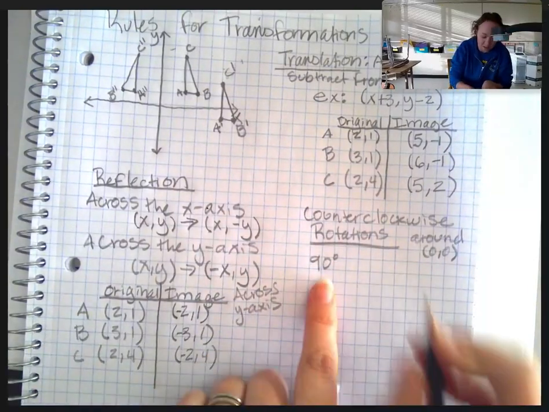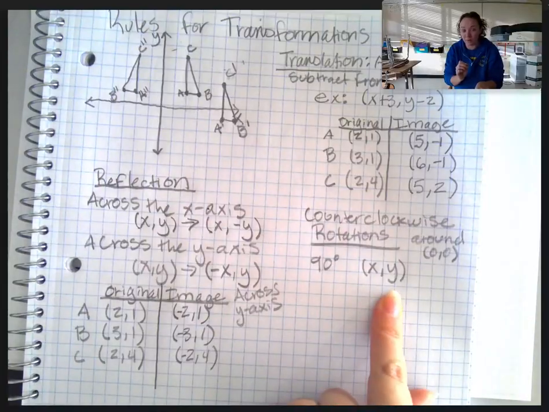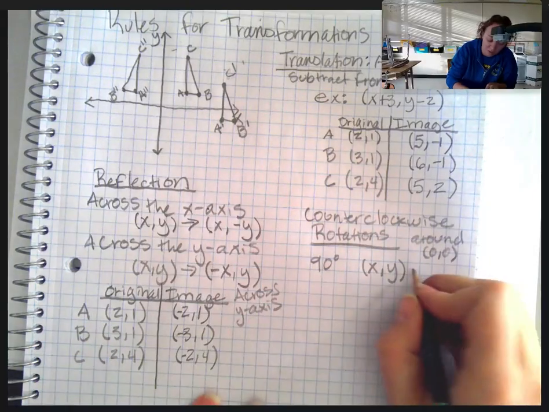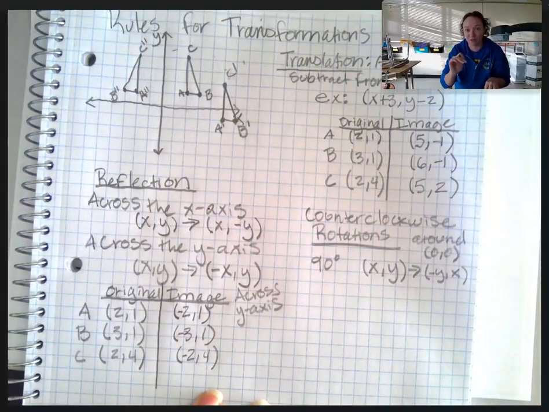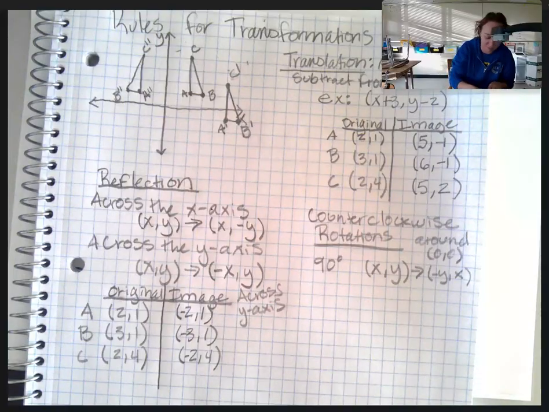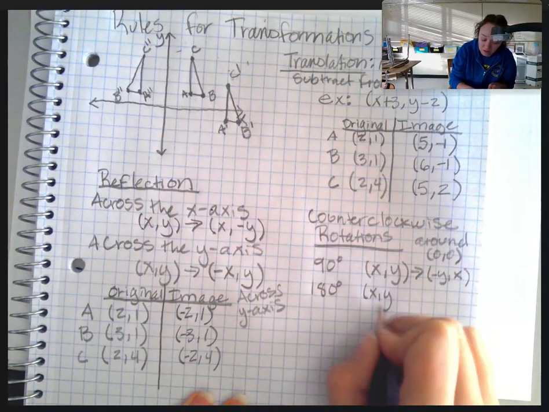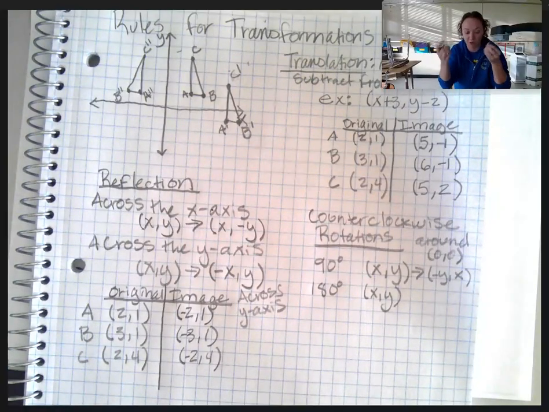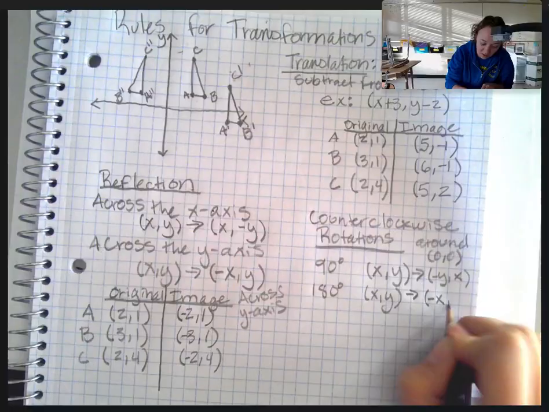So if you were doing 90 degrees, that would be taking the original coordinate and you actually end up swapping the x and the y and making the y be negative. So that becomes -y, x. You'll have to try it on paper to make sense of how this works. And then if I had 180 degrees, that one does not swap the x and the y. That one keeps them both in their right spots, but it makes them both the opposite. So x, y becomes -x, -y.